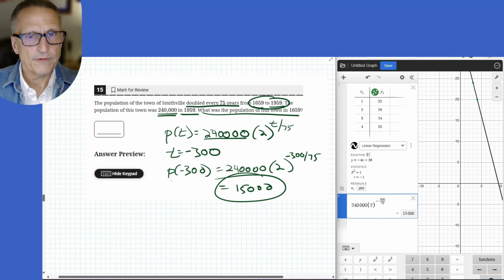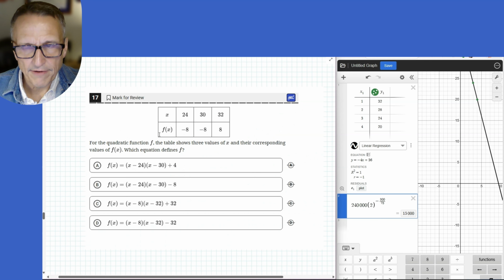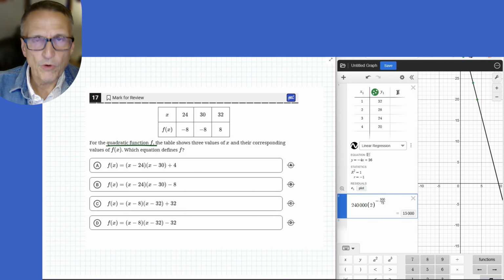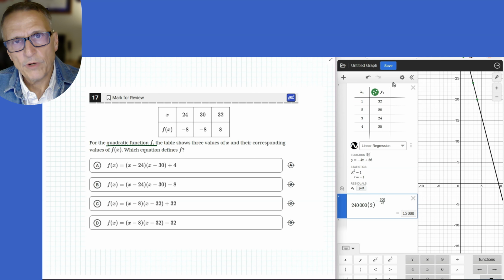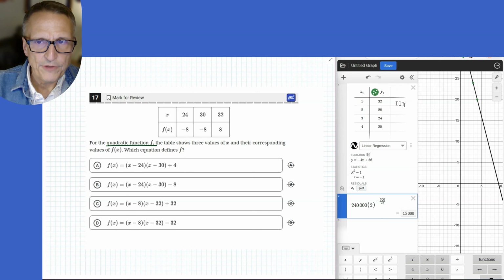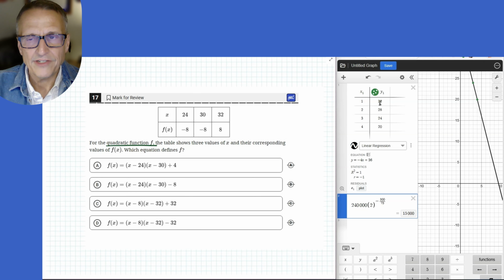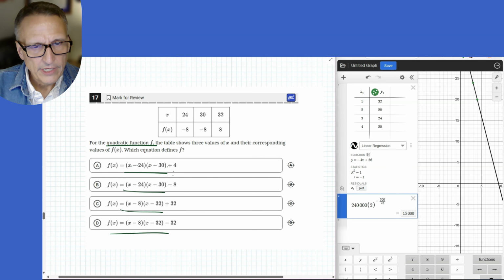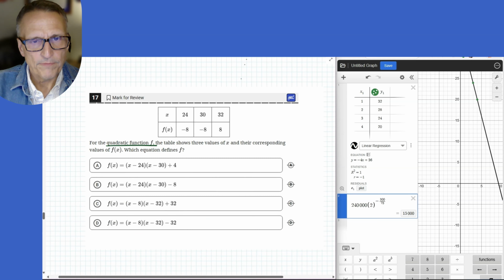That's the correct answer. I want to show you number 17. I found this a little bit unique in that it does give me 3 ordered pairs for a quadratic function. And normally what we would do is we maybe would go over to Desmos and do a regression. It's just that if you do run the regression over here, it is not going to give the equation in this format. So really the easiest way to do this problem is to use one of the ordered pairs.